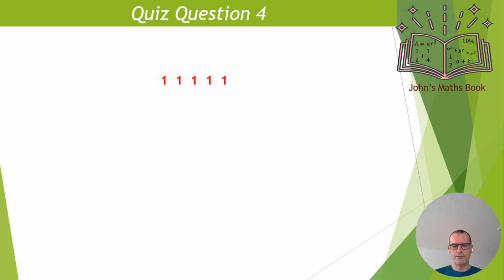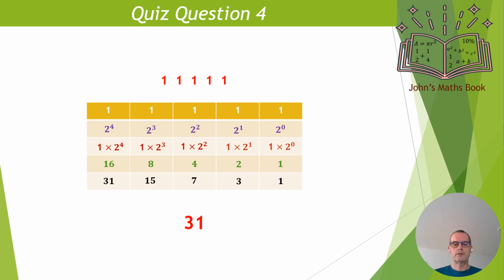So for quiz question 4, convert the binary number 11111 into a decimal value. Pause the video now and see if you can work out the correct answer. So the answer we get is 31. So let's see how we got there. Again, arranging the numbers in columns, we have 1, 1, 1, 1, 1.